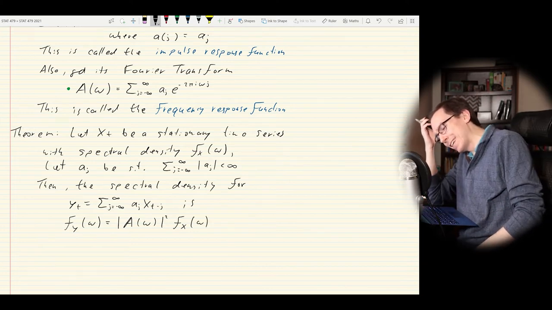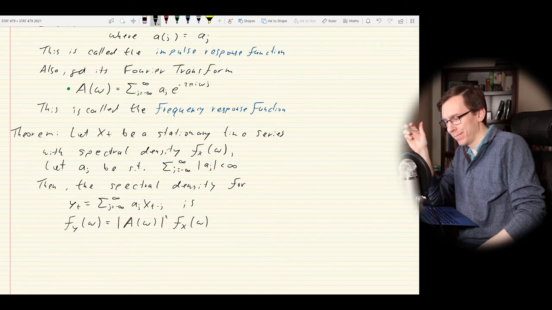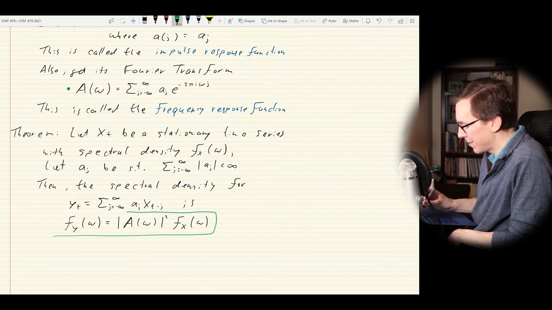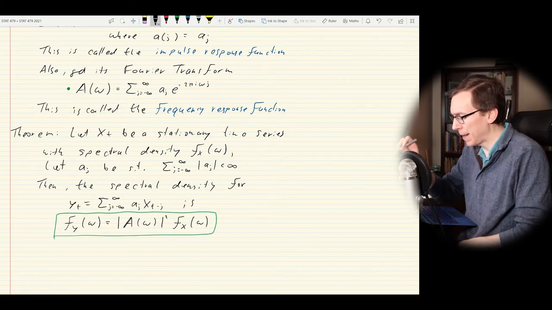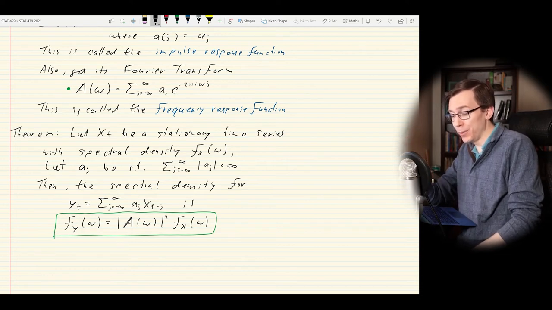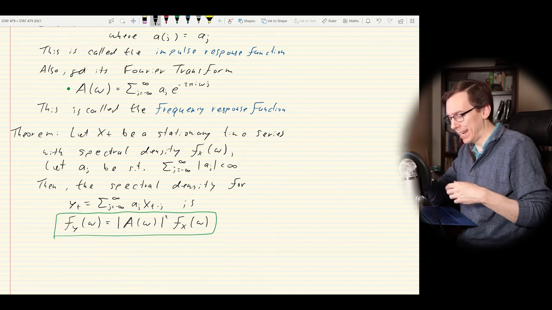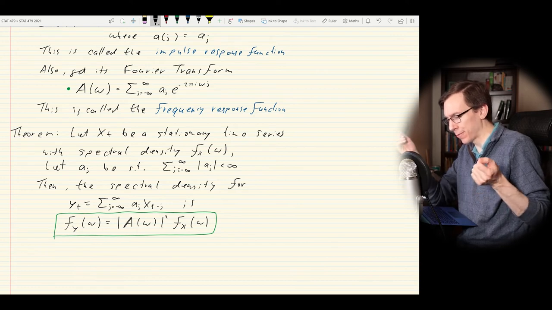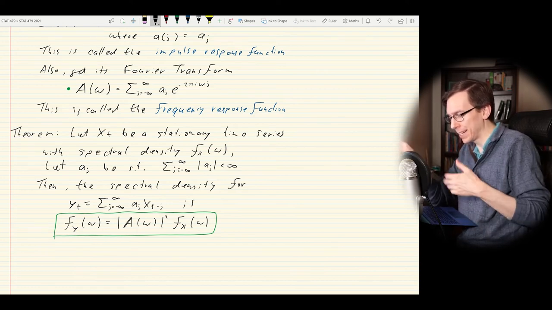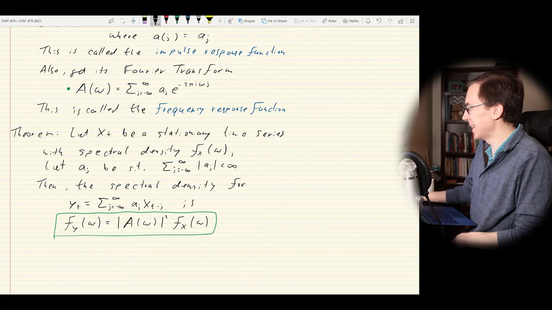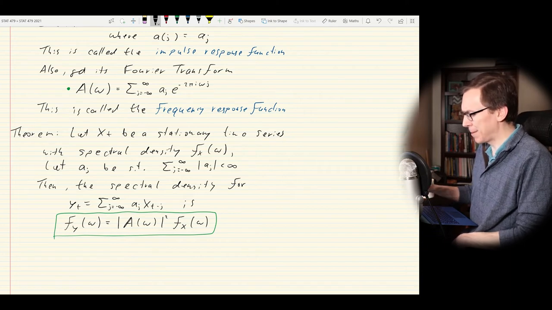That's really neat. That means that, let me box that in green, if we want to figure out what the spectral density is for some new time series process after filtering x with some coefficients a, then it turns out that it's just take the spectral density for x and multiply by the squared magnitude of our frequency response function at frequency omega. So, cool, let's prove it, and then maybe we can do an example. And that would probably be about good for today.